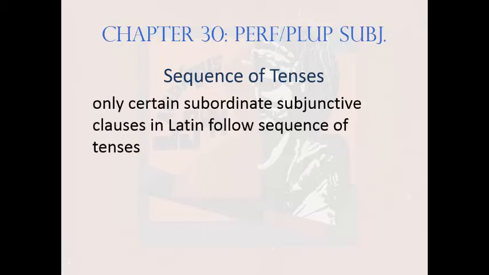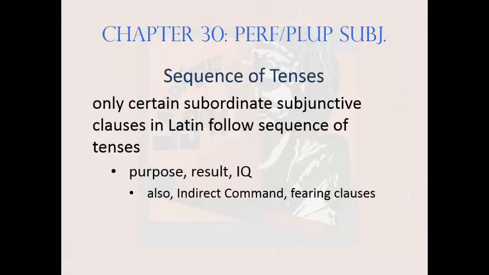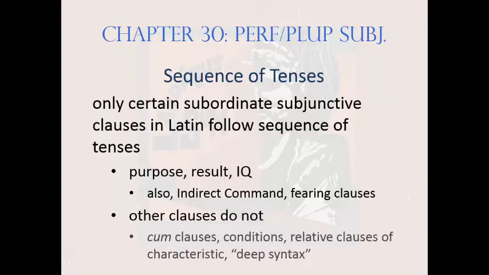Not all Latin clauses that require the subjunctive use sequence of tenses. The three we've studied so far do: purpose, result, and indirect question. And as we'll soon discover, so do indirect command and fearing clauses. But other clauses don't, like cum clauses, conditions, relative clauses of characteristic, and the indelicately dubbed deep syntax. These we'll meet later down the road. All in all, it's about half and half. Roughly half of Latin clauses use sequence of tenses, half don't.